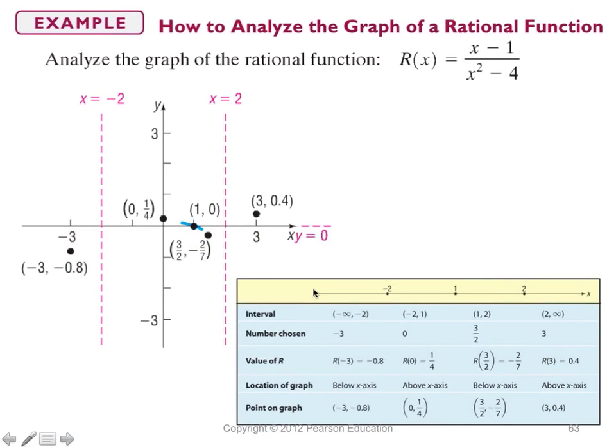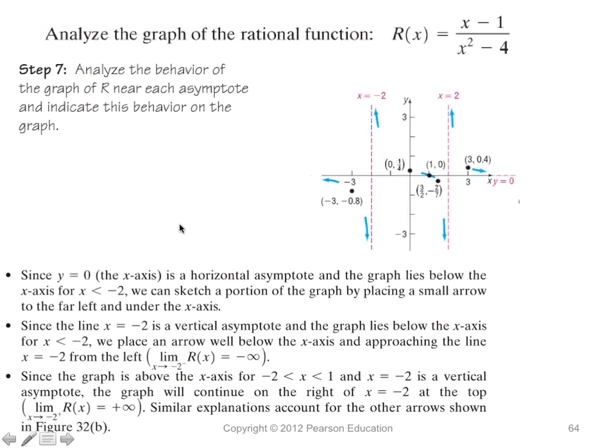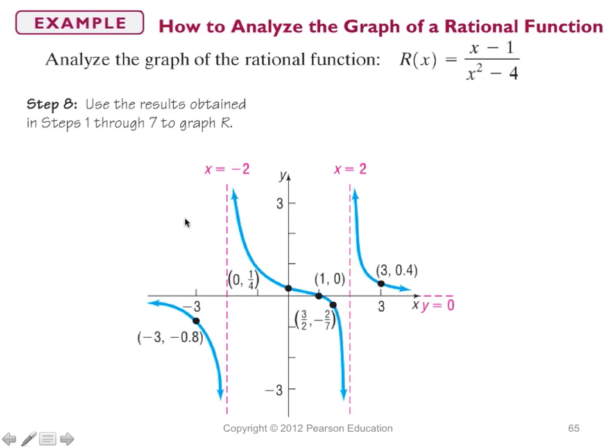So if we take all of this and put it all together, what we should see is that we actually end up with something that looks like this. So we're below our x-axis from -infinity up to -2. We're above our x-axis from -2 up to 0, or sorry, -2 up to 1. And then we go below our x-axis from 1 to 2, and above our x-axis from 2 to infinity.